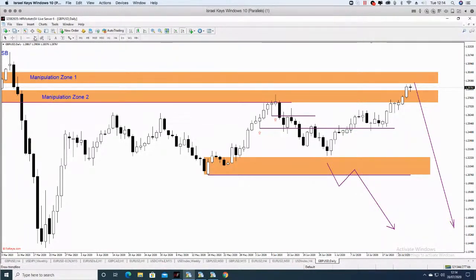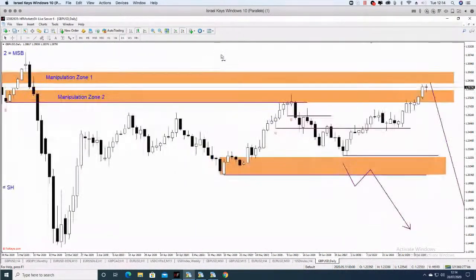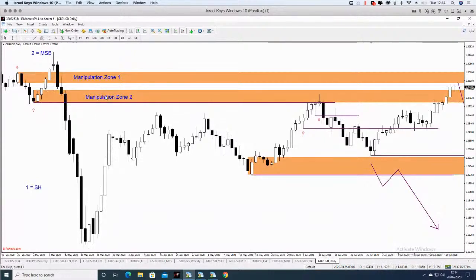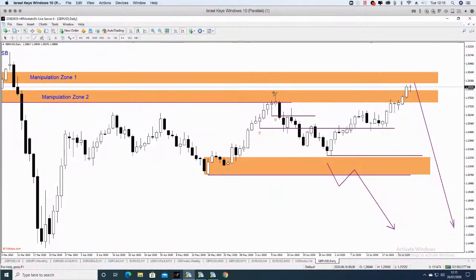However, if it does not get there, you see here, it doesn't reach that level. Now, it could have come up a little bit, found resistance here, and then kept going down. That's fine. But if this happens, come back here and watch for this. Because then all the market maker has done is use manipulation zone 2 to form intermediate liquidity for manipulation zone 1.